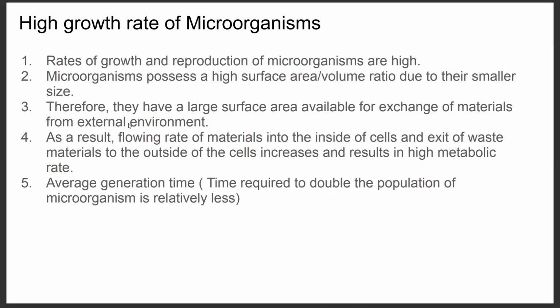Okay, what is the reason? They are very small in size. Because of that, they have a high surface area to volume ratio. Due to the high surface area to volume ratio, they have a large surface area available for exchange of materials. So the flowing rate of materials into the cell and out of the cell is high. As a result, they have a high metabolic rate, right? Because of all these things, the average generation time is low. Okay?